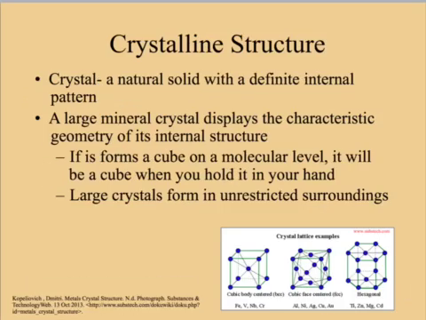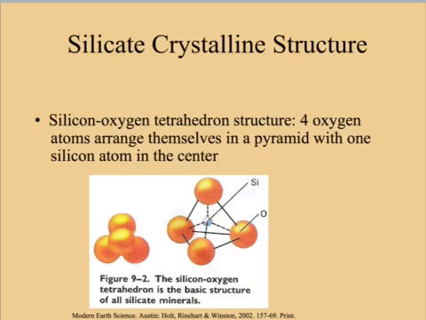Crystalline structure. A crystal is a natural solid with a definite internal pattern, which means if the atoms are arranged in a cube, the crystal will also be a cubic shape. If the atoms are arranged in a hexagonal shape, the crystal will be in the shape of a hexagon. The silicate mineral group has a structure called a tetrahedron. In a tetrahedron structure, there are 4 oxygen atoms arranged in a pyramid, and you have 1 silicon atom in the middle.